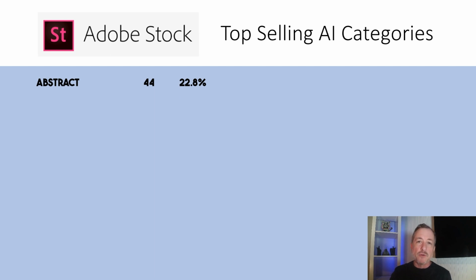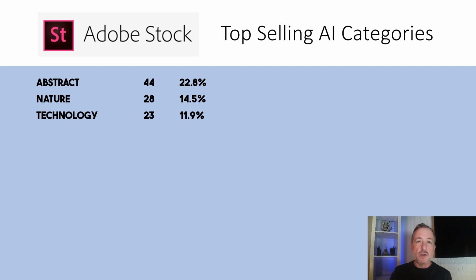44 of the top 200 were abstract. That's 22.8% of the top sellers. Nature. So again, you saw the flowers a moment ago, lots of trees, lots of sky, water. We'll go through those in a moment. I'll break down each of these categories into their subcategories.